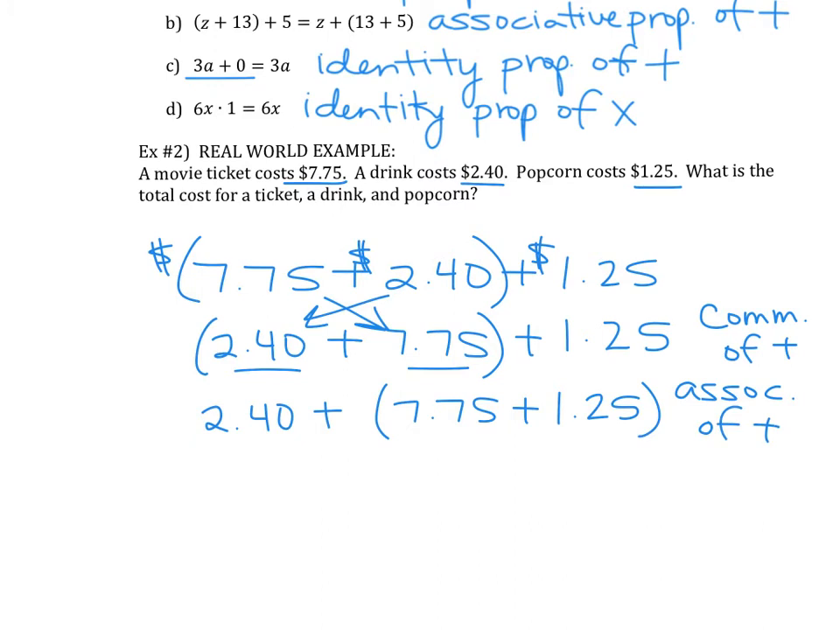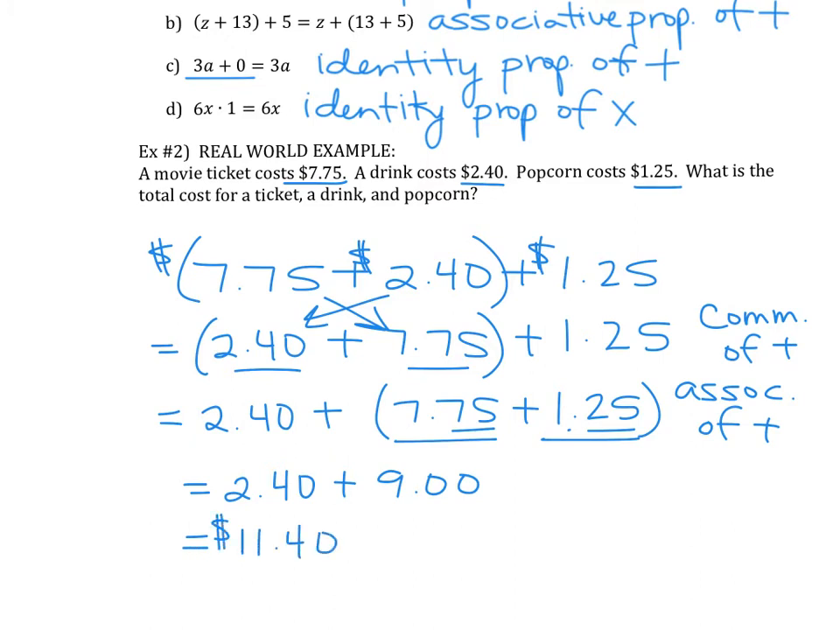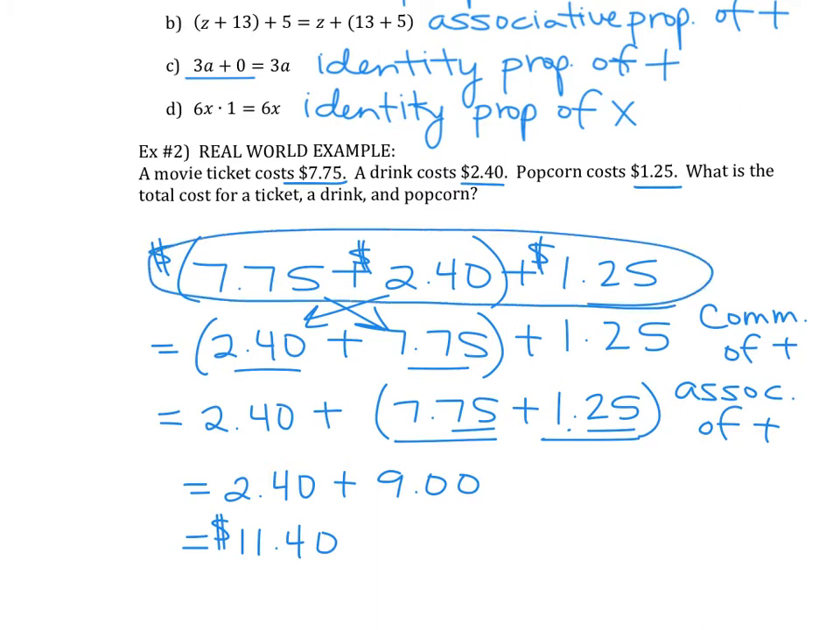And now from there, we just have to simplify it. So 7.75 plus 1.25, can you do that in your head? It's 9, right? 7 plus 1 is 8. 75 cents plus a quarter is $1. So 8 plus that $1 is $9. So we have 2.40 plus $9. What's 2.40 plus $9? $11.40. Okay? A much easier problem than trying to add these in the order they were given.